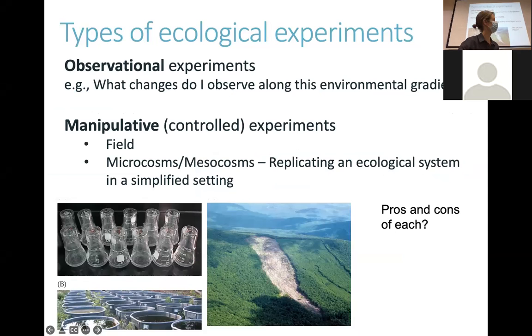So we ended here. We were talking about different kinds of ecological experiments. Observational, where nature kind of does the changing. You don't actually change anything. And then manipulative, where we actually make some kind of change, whether it's large scale, so in the field, or kind of tiny in a test tube, basically, or a flask. We talked about the pros and cons of each of those. They both have their place in ecology, or any science, really.